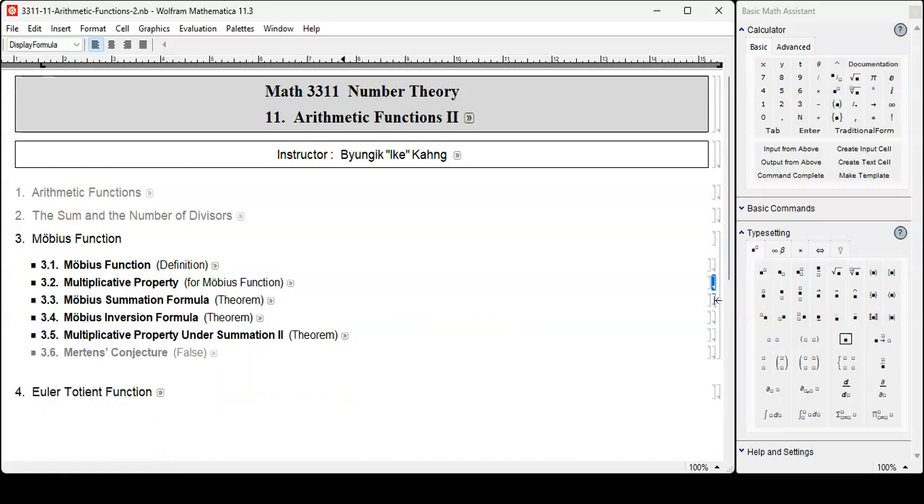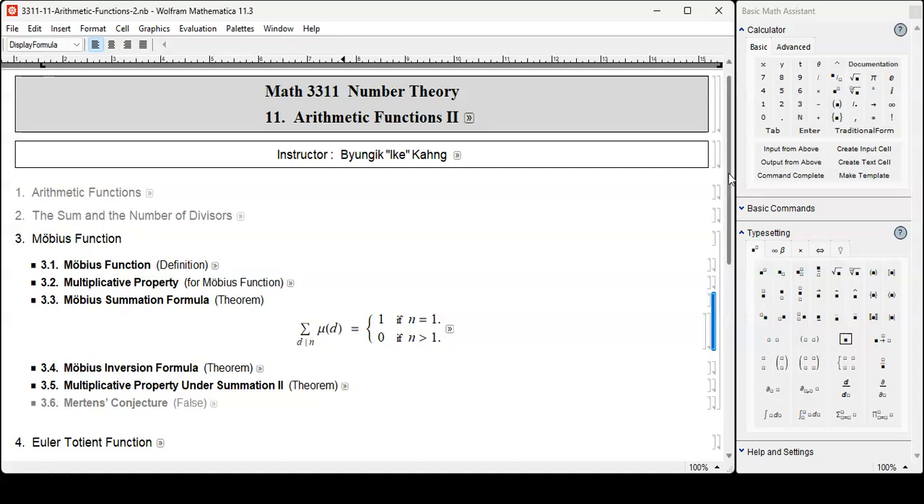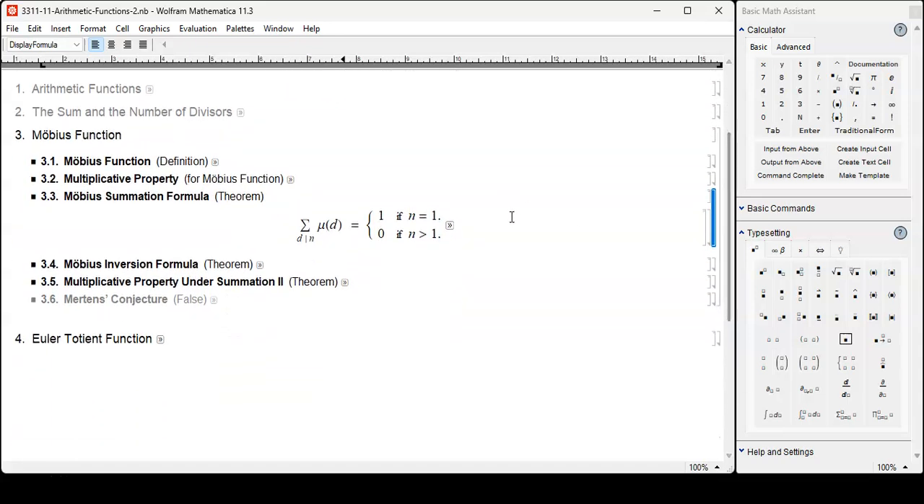Now the next property is 3.3, Euler's summation formula. It works like this. Sum of all mu of d, where d is a positive divisor of n, is either 1 or 0. Equal to 1 when n is 1, otherwise all 0.